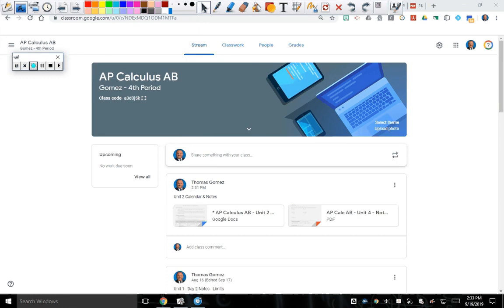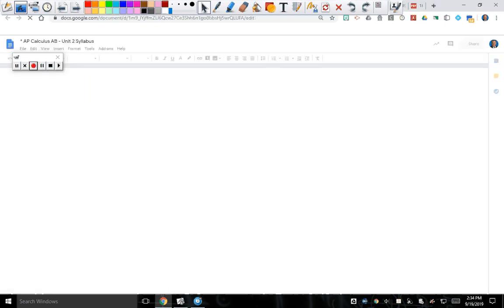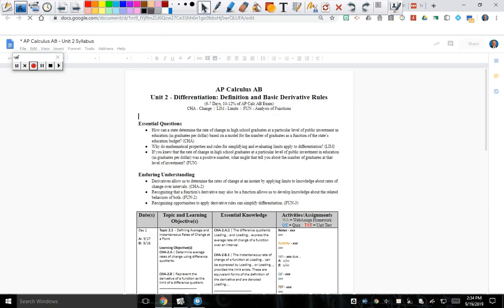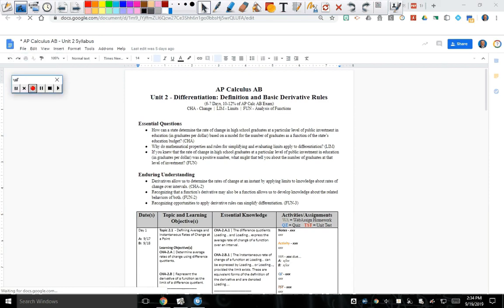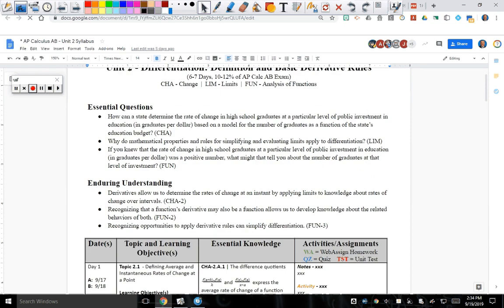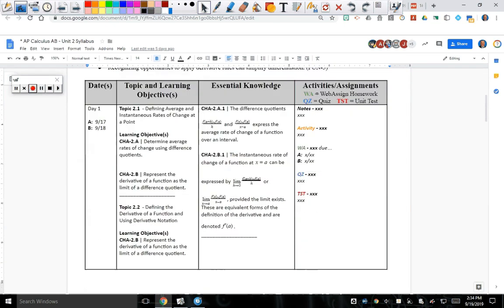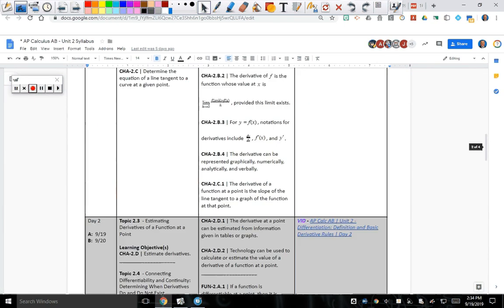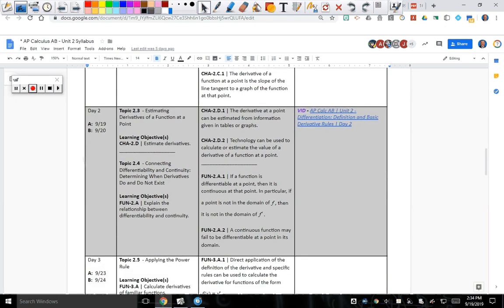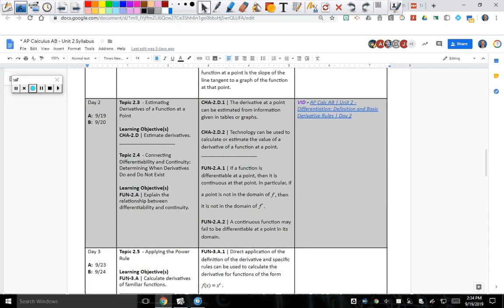Alright, so we are doing Unit 2. It's like day 2, 3-ish. Okay? And real quick, I want to show you something from the calendar. So, day 2 on the calendar and day 3-ish, we'll go to day 2. It says we're going to be estimating derivatives of a function at a point.